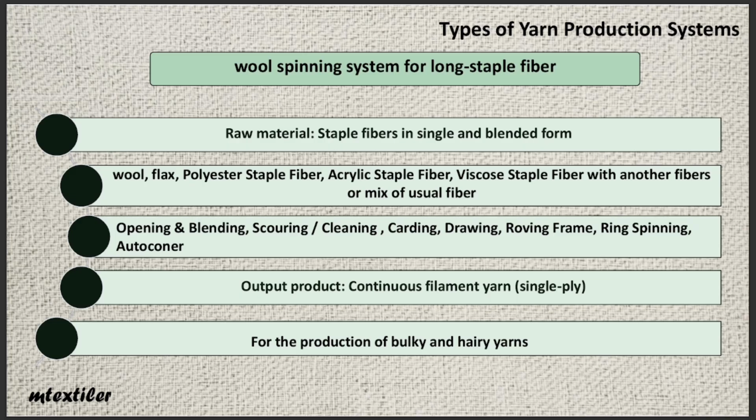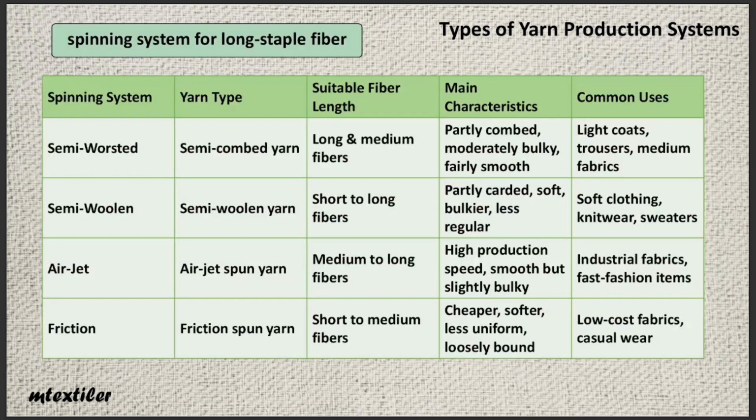In this system, thick and hairy fibers are preferred for winter garments. Other spinning systems for long staple fiber are also shown in this slide. Each has its own features and production path. We have now reviewed the machinery and fiber-to-yarn conversion processes. I hope you have learned a lot.